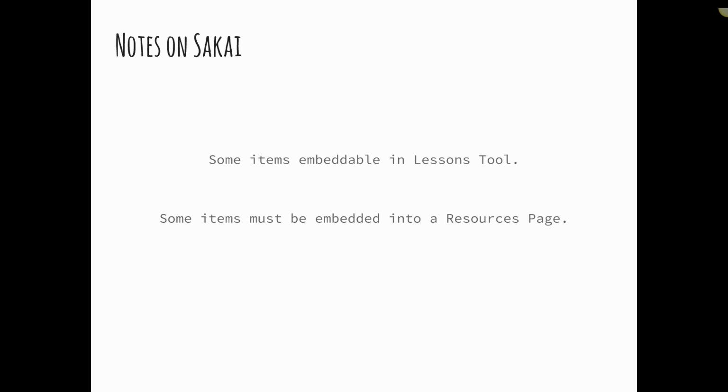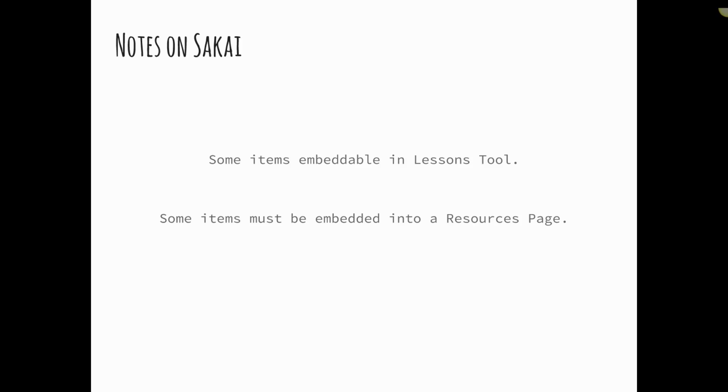Okay. A couple quick notes on Sakai, because Sakai is a little bit funny sometimes with this. Some items you can embed directly into your lessons tool. So you create a new lessons page, and then you can create an HTML item, I think is what you call it, a text item. Once you've created your text item in your lessons tool, you can just go into the HTML view and drop in your code.